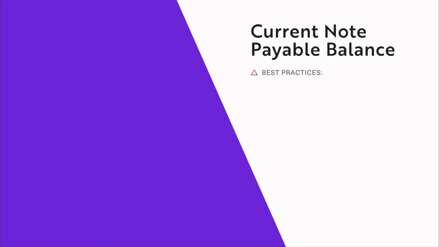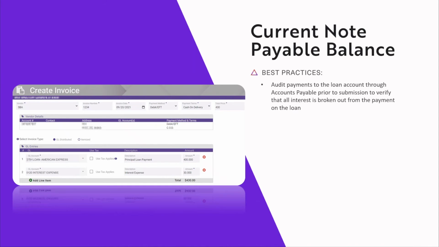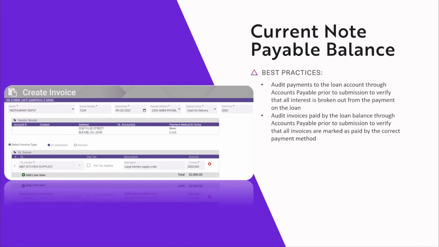When submitting accounts payable, here are a few best practices. Look for any invoices that are paying down the loan to ensure that principal and interest are broken out separately. The principal payment will reduce the liability loan amount on the balance sheet and the interest will expense to the profit and loss statement. Audit invoices that are paid by the notes payable to ensure they are marked as paid by the correct payment method, which in this case would be the notes payable.